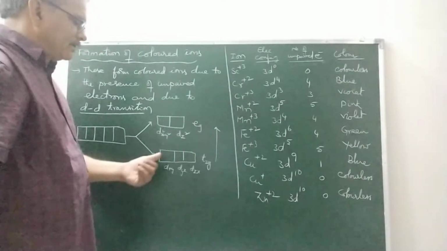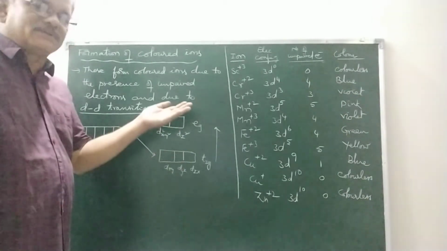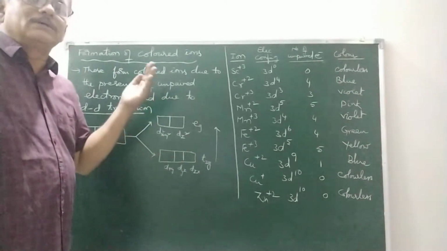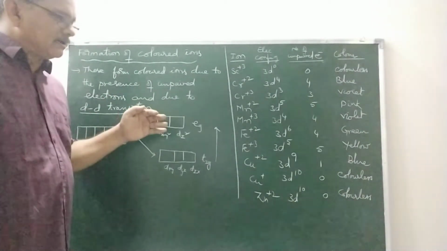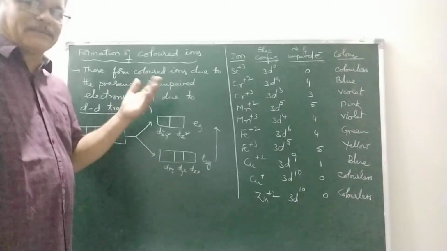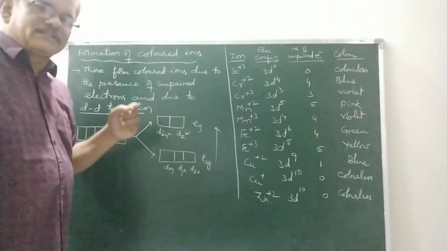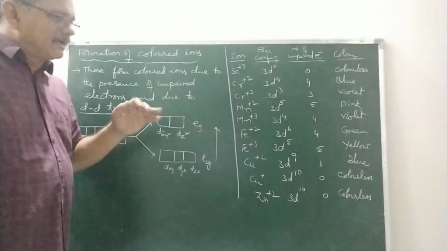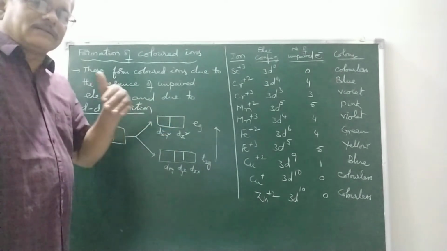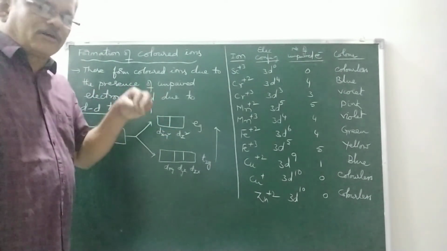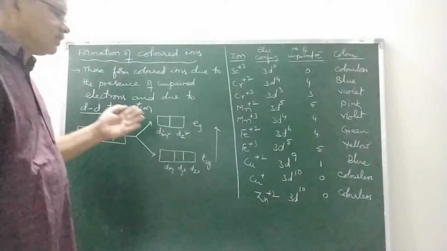transition, these electrons present in lower energy orbitals absorb some amount of energy from white light or sunlight, and the complementary color is emitted. That means they absorb the frequency of one colored light and emit light of other colors. In the emitted light, the predominant color will be the color of that ion. So that is the reason.